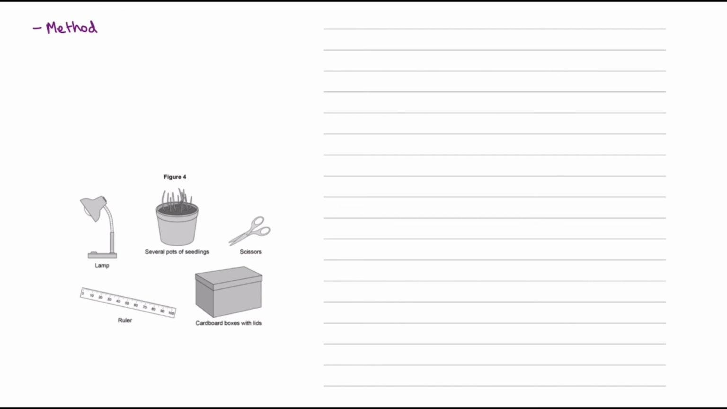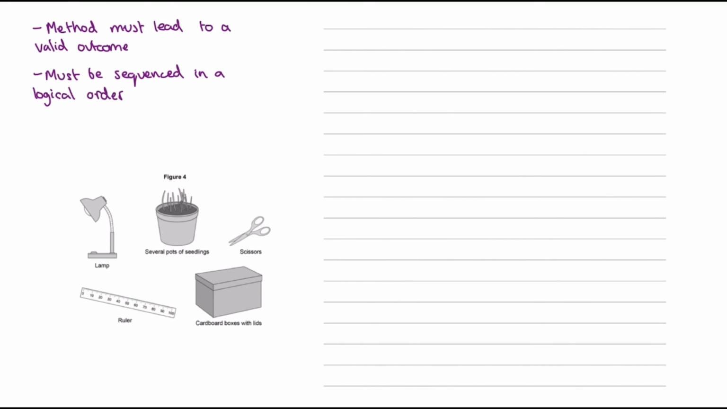Now remember that this is a 6-mark question, so just listing 6 relevant points is not necessarily enough to get you all of the marks. Your method must lead to a valid outcome, and it must be sequenced in a logical order, because you're effectively giving the instructions for this experiment. A way that you can start off with this is by describing the setup of your experiment and also naming the control variables, the things that you're going to keep the same so that there's nothing else affecting your experiment.